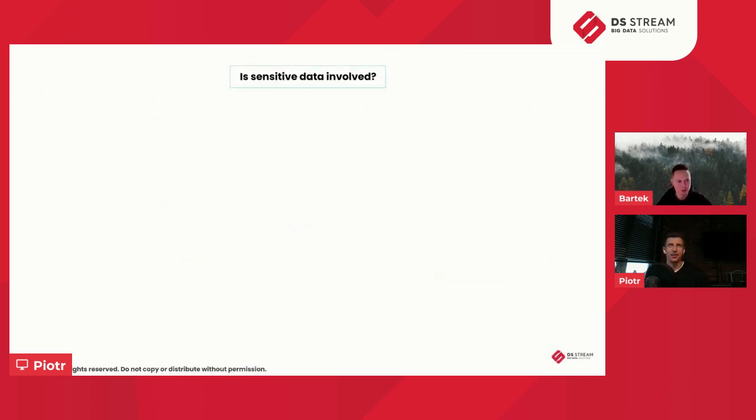Okay, so our next slide is the decision tree. We are focusing on determining which type of language model is best suited for our chatbot project. So I think we can go step by step. It's our decision tree for this particular project. The first question that we are asking is whether sensitive data is involved.